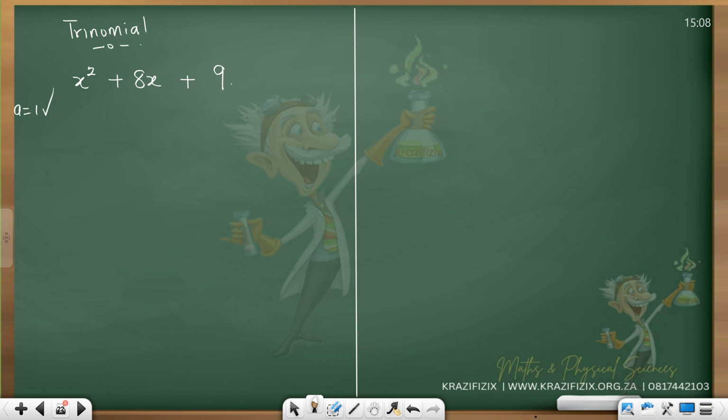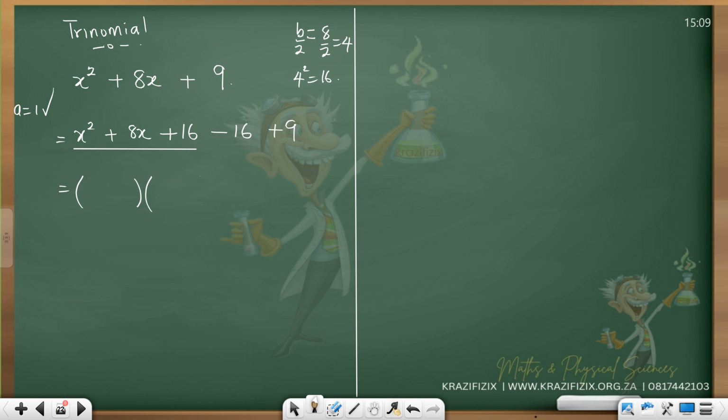Check. What do I then do? X squared. What is my b? My b over 2 is 8 over 2, which is 4. And 4 squared will be what? 16. That is what I add. I add 16. I subtract 16. Can you see where I inserted it? Then I have my constant. This is my perfect square. Again, trinomial. Open two brackets.